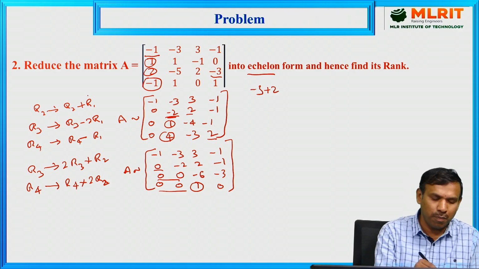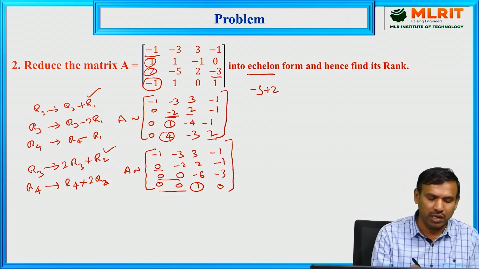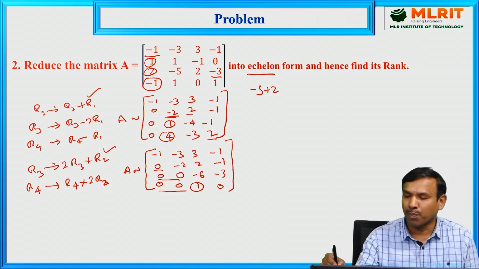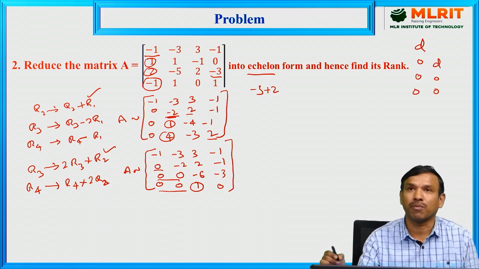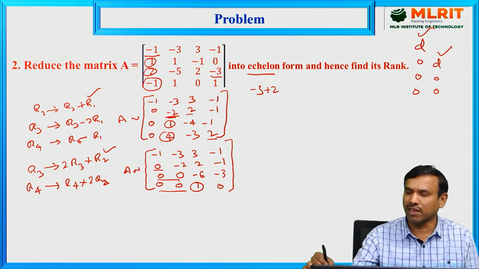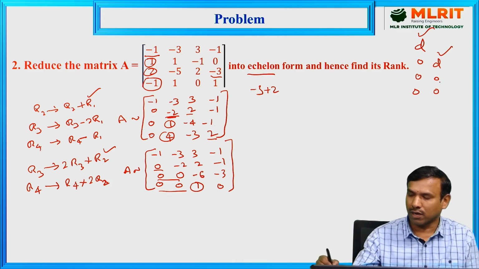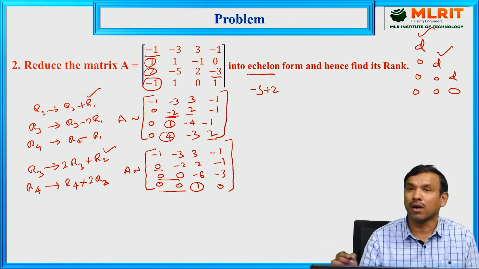Now the R1 task is completed, so again don't use R1. The R2 task is completed, don't use R2. I said one pattern for you. The pattern is: diagonal element, make the elements below it 0. First pattern completed, second pattern completed. Now coming to the third one. The third row, we have to make R4 0.